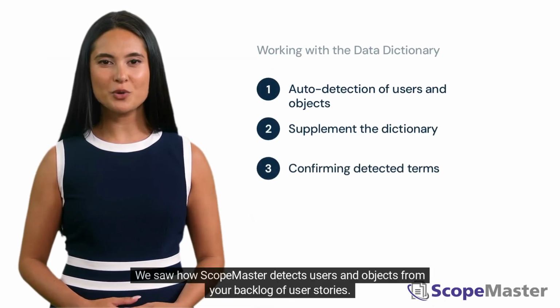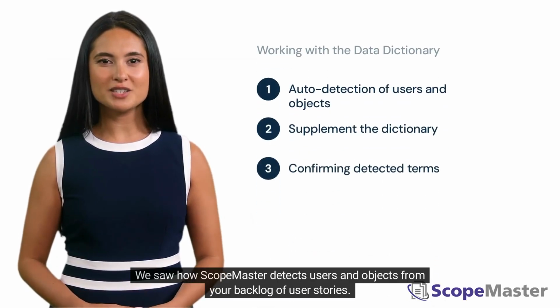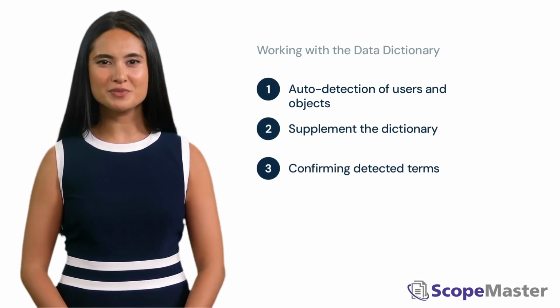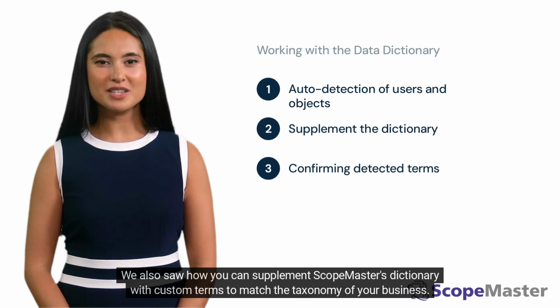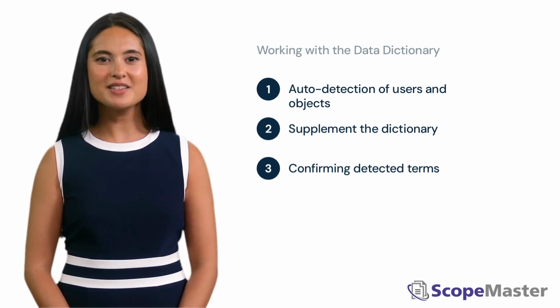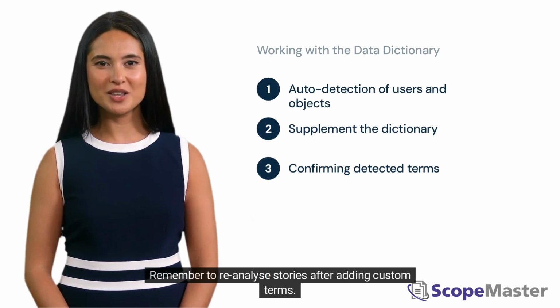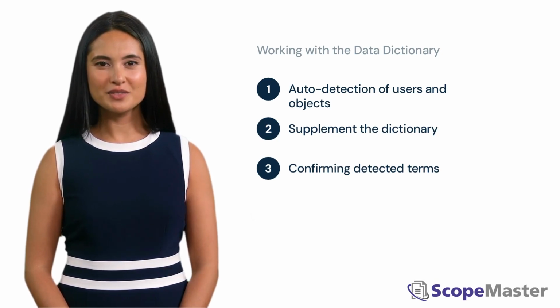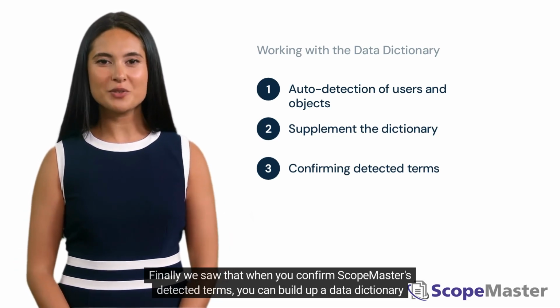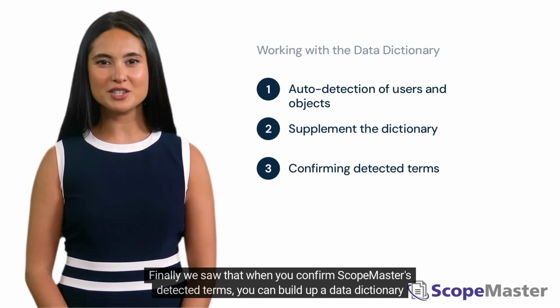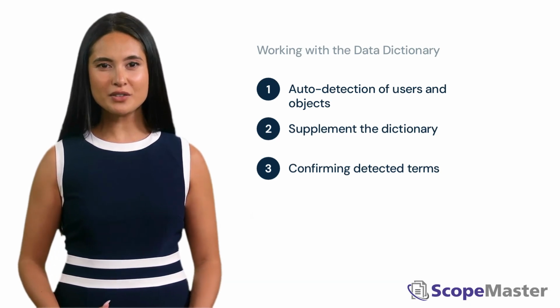We saw how ScopeMaster detects users and objects from your backlog of user stories. We also saw how you can supplement ScopeMaster's dictionary with custom terms to match the taxonomy of your business. Remember to reanalyze stories after adding custom terms. Finally, we saw that when you confirm ScopeMaster's detected terms, you can build up a data dictionary of your own choosing. Thanks for watching.